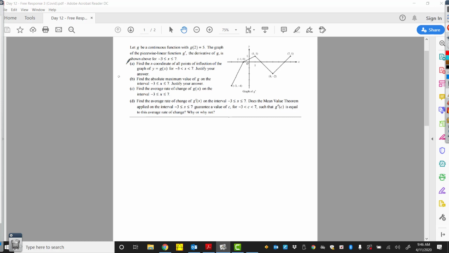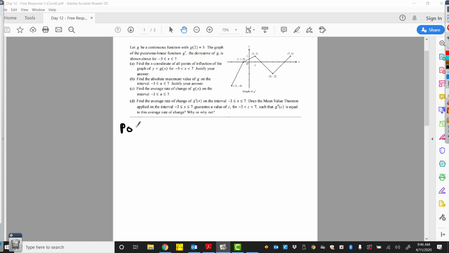Okay, so we're looking at a function g of x, which is continuous, and we know that g of 2 is equal to 5. But then it tells us that this graph is the graph of g prime. So the first part, find the x-coordinate of all points of inflection.